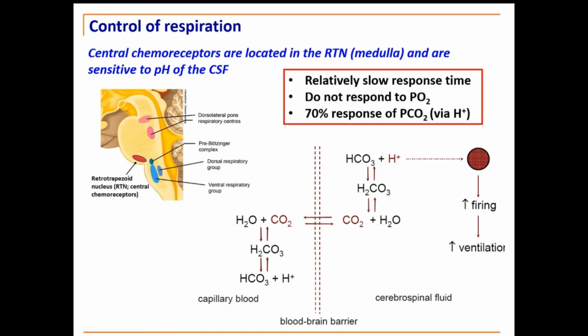It's a relatively slow response time in comparison to the peripheral chemoreceptors, and it doesn't respond to the partial pressure of oxygen, but it does provide most of our response to PCO2, the partial pressure of carbon dioxide within our blood. And like I said, it does this through its conversion to hydrogen ions.